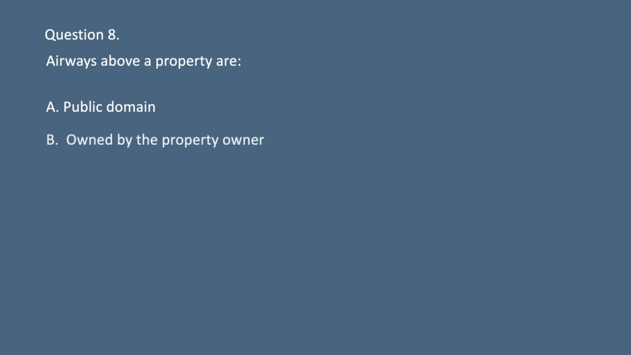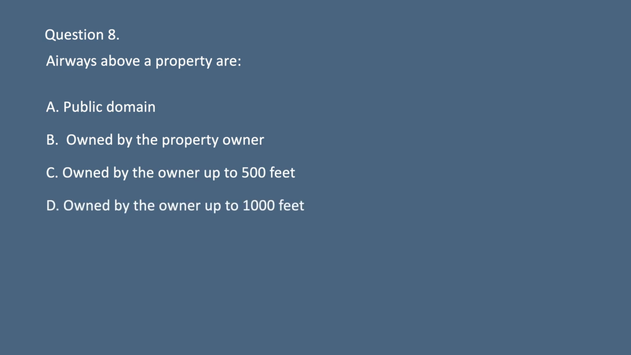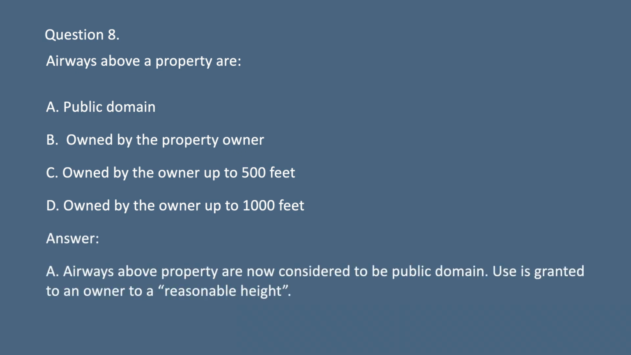Question 8. Airways above a property are A. Public domain. B. Owned by the property owner. C. Owned by the owner up to 500 feet. D. Owned by the owner up to 1,000 feet. Answer A. Airways above property are now considered to be public domain. Use is granted to an owner to a reasonable height.